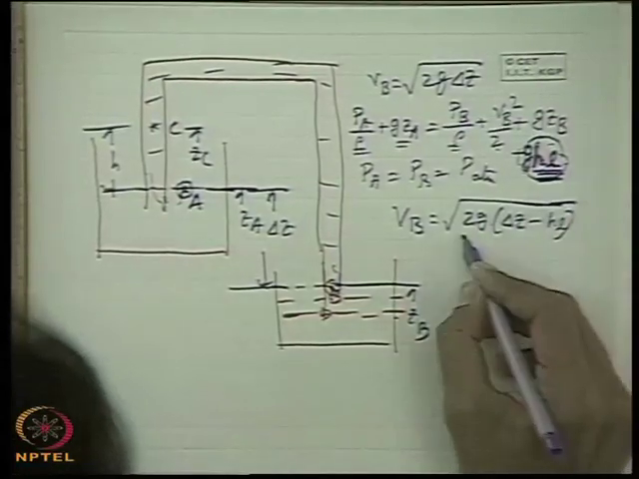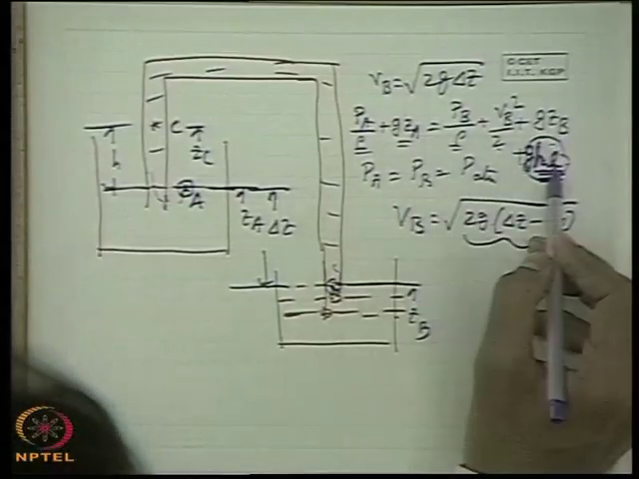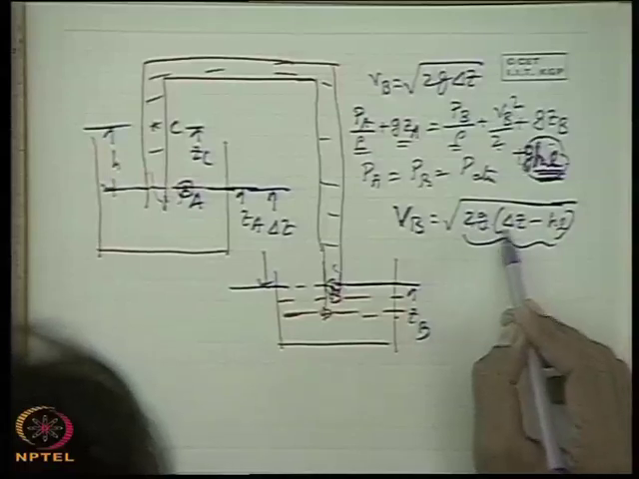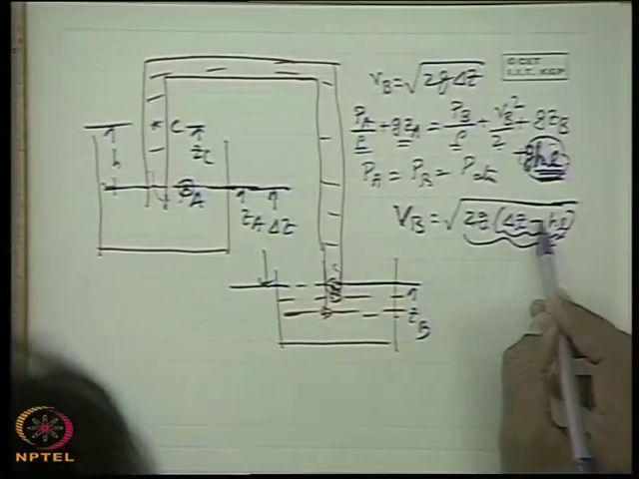It is very simple. It comes from this. So Vb is equal to root over 2 times (g (Za minus Zb) minus g HL). That means the velocity created is less than root over 2g delta Z, that means the potential head is effectively reduced by the amount HL.